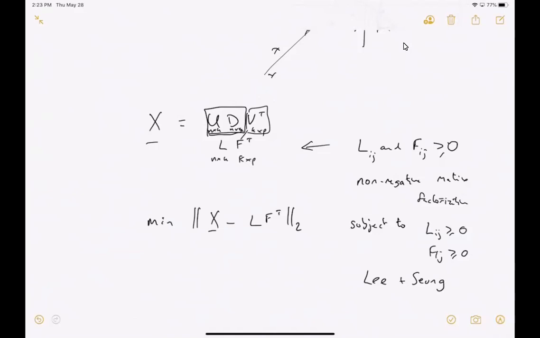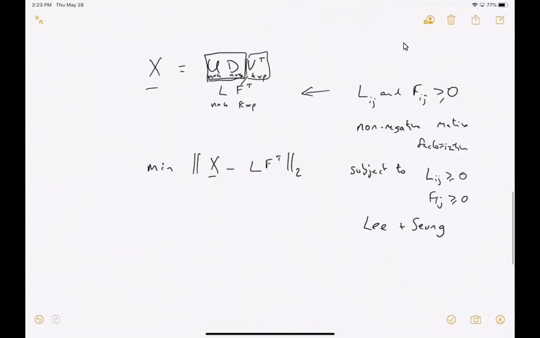Okay, so here L is an n by k matrix and F is a k by p matrix, where k is some user specified parameter that you have to say. So maybe if we're only interested in the first 2 eigenvectors in PCA, maybe we just set k equal to 2 and we get the best two-dimensional non-negative representation of X, right? If k equals 2.